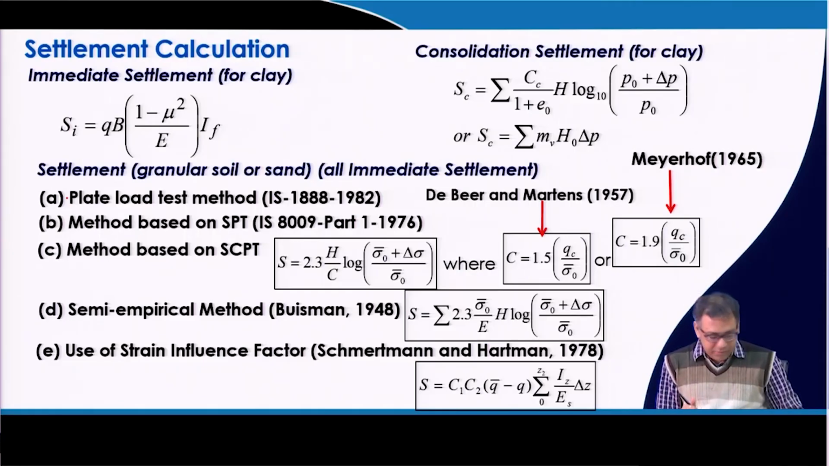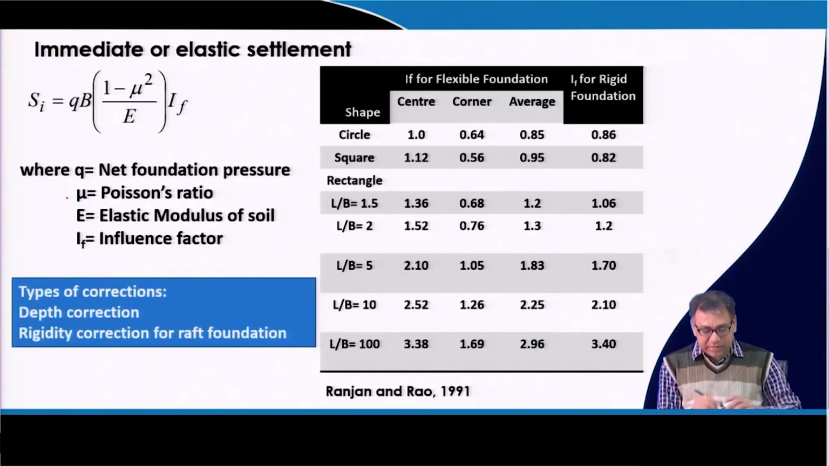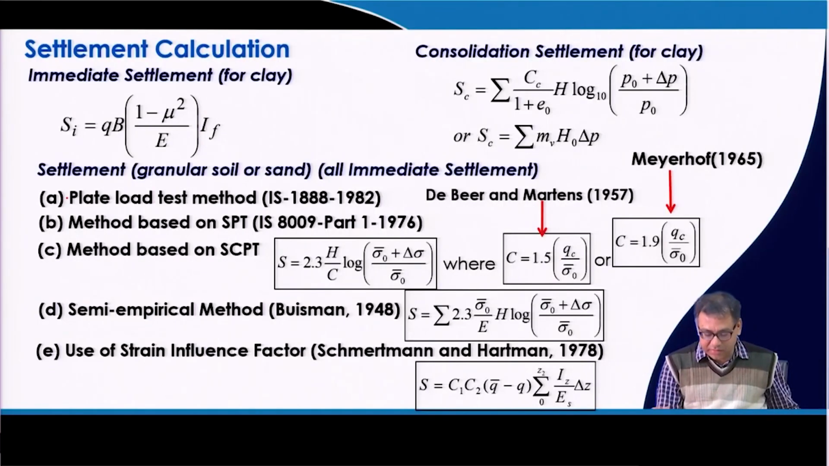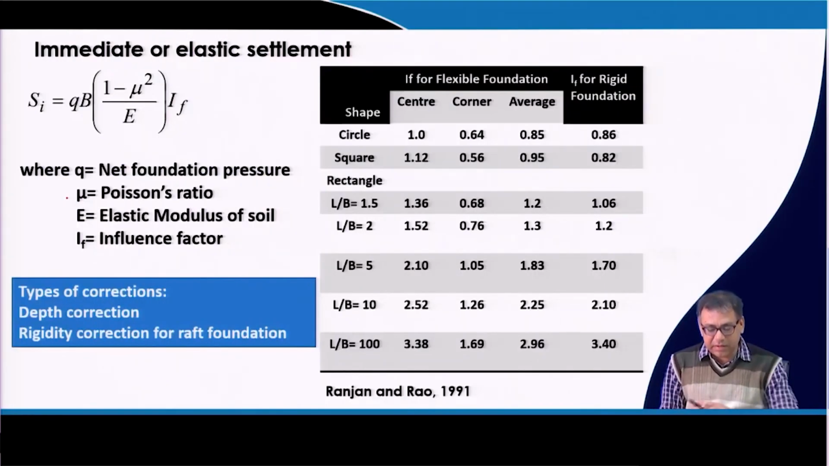settlement of a sand. Now, one by one I will discuss these total 7 methods I have mentioned here. 2 are for clay soil and 5 are for sandy soil. So, now I will discuss these 7 methods. First, the immediate or the elastic settlement. This equation is based on the elastic theory, and this is the elastic settlement.